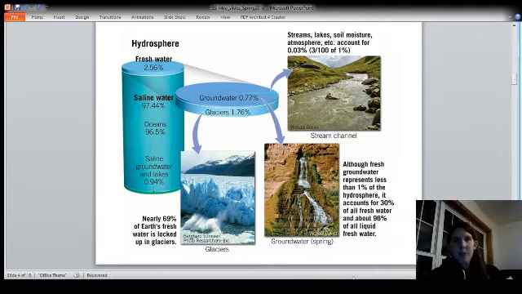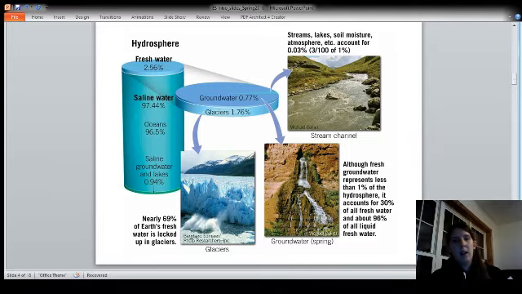Okay, so streams and lakes account for 0.03% of the fresh water on Earth. 69% of it is trapped up in glaciers. So the vast majority of the fresh water on Earth is currently trapped within glacier systems on Earth's surface. And finally, groundwater represents less than 0.5% of all the water on Earth. However, it accounts for 30% of all fresh water on Earth.